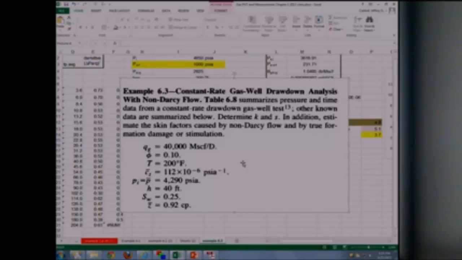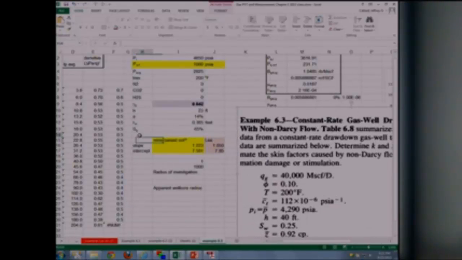Here we have a constant rate. This is standard drawdown. So we're going to use this rate. I don't have any place to put it right now. I'll put it here after SG. Q is 40,000 MCFD. Industry just usually uses MCFD. It's obviously more correct to use MSCFD, standard cubic feet a day. But most of industry drops the S.